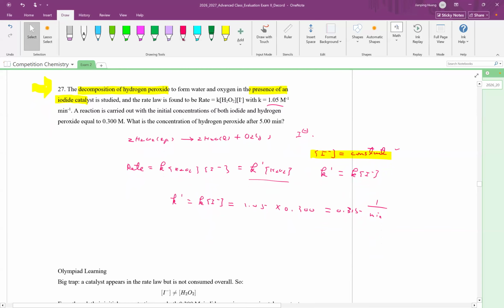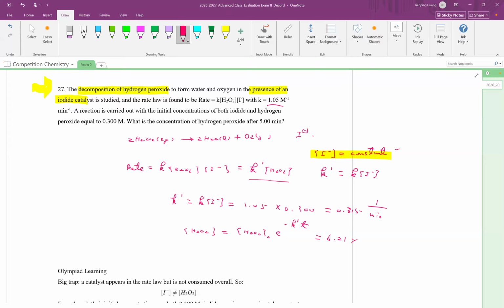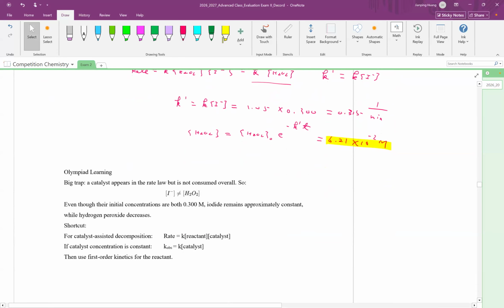It's first order, so it's a pseudo first order. Equals what? Initial concentration times e to the minus K prime t. Then you just put the numbers in to calculate. You should get 6.21 times 10 to the minus 2. If you get this answer, give yourself another point.